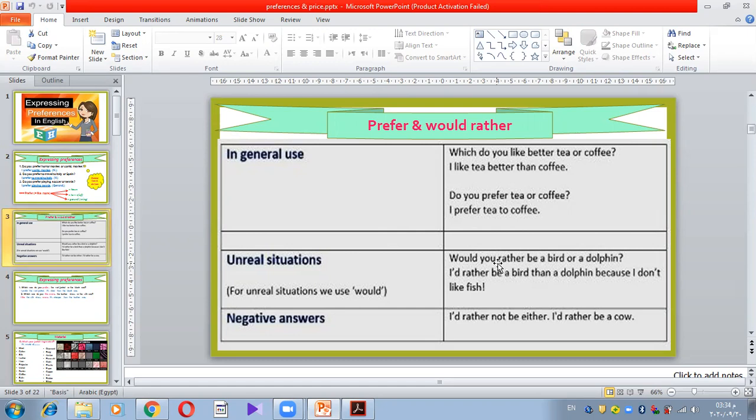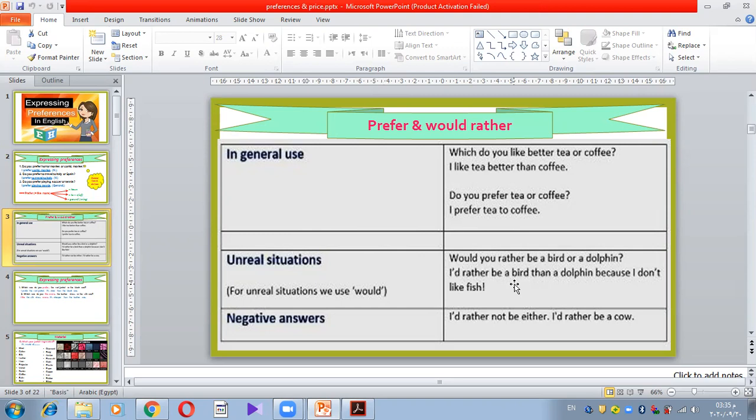For example, would you rather be a bird or a dolphin? Is it possible that you are going to change into a bird or a dolphin? Is it possible? No. So I'm asking about something that is unreal in this case. So if I'm asking about unreal, I'm not going to use prefer. In this case, I'm going to use would rather. So would you rather be a bird or a dolphin? I'd rather be a bird than a dolphin because I don't like fish, for example.